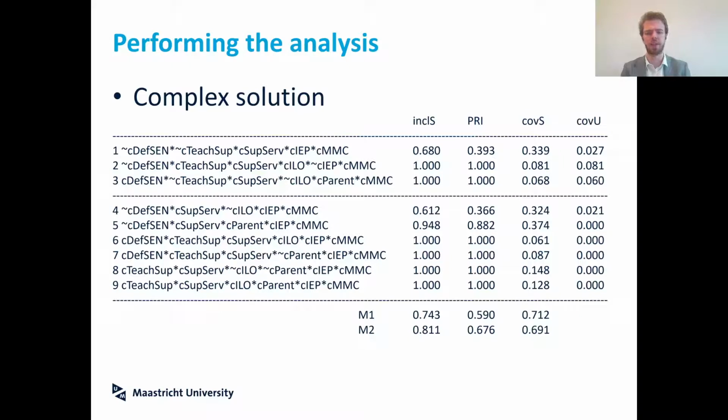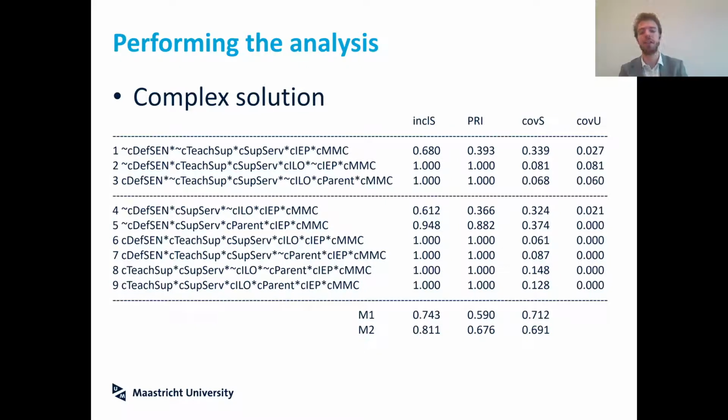Now, the complex solution gave this outcome, which is a very busy outcome. There's a lot going on here. Well, let's look at it first. Let's start with how to read the lines.